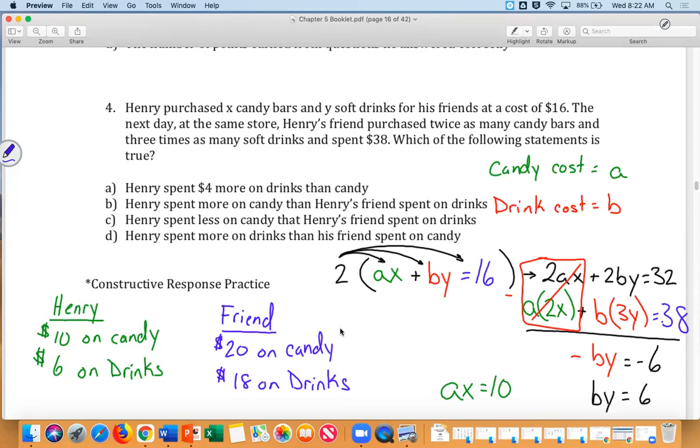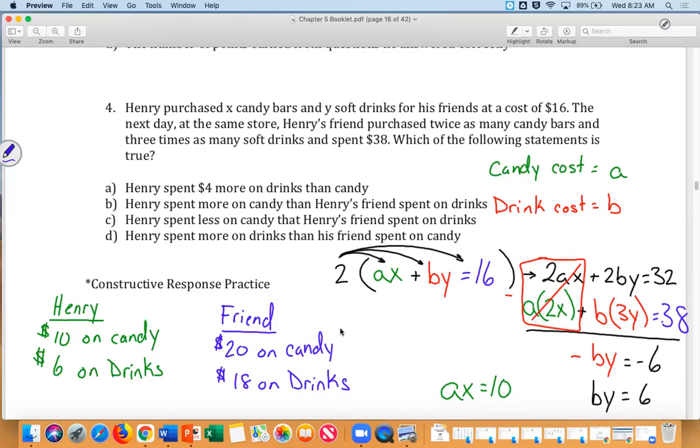All right, so we got it down here to BY equals 6, meaning that Henry spent $6 on drinks. How do I know that? Well, remember our original equation where it said AX plus BY equals 16, meaning that Henry spent $6 on drinks. AX had to be 10 because 16 minus 6 is 10, meaning he spent $10 on candy. So his friend spent twice as much on candy, so 2 times 10 is 20. And then his friend spent 3 times as much on drinks, so 3 times 6 is 18.